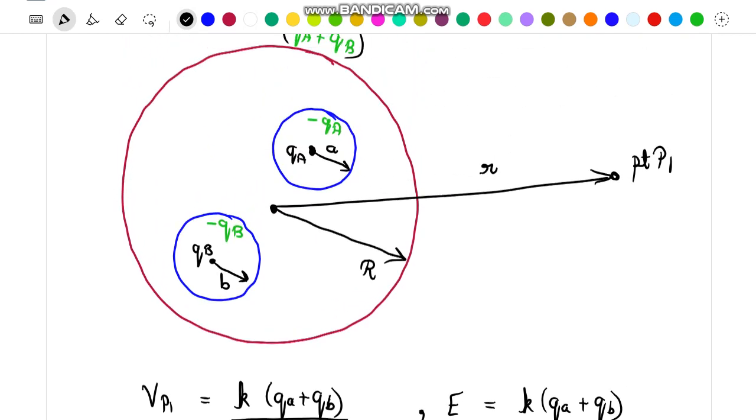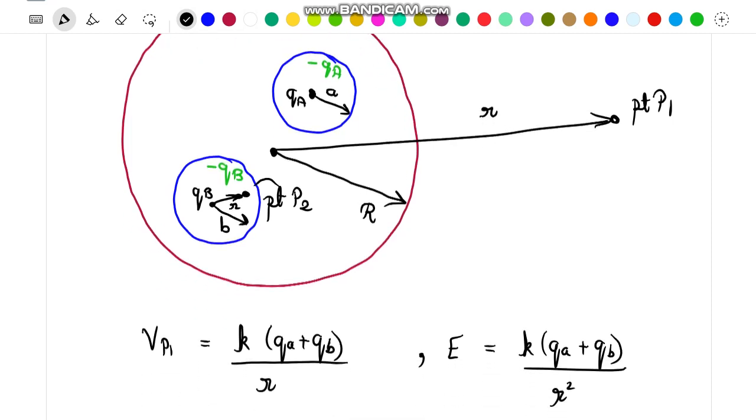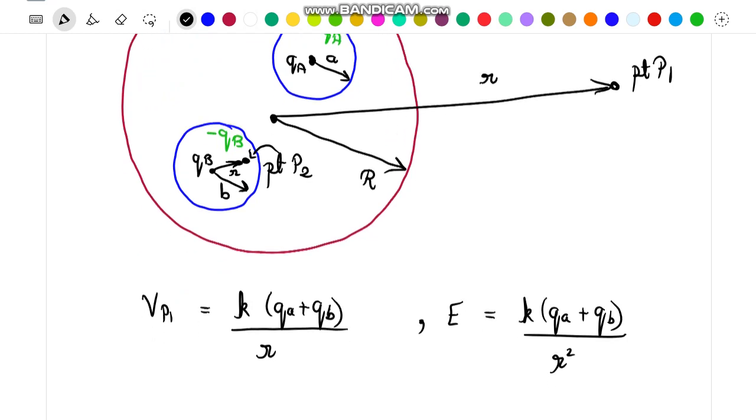Now what happens if this point lies inside cavity 2? In the second part of the problem it was asked if the point lies inside cavity 2 at a distance r from its center. So this is our point P2, which lies at a distance r from the center of the second cavity, where r is less than b, which means this point P2 actually lies inside the cavity. As you can see, this point lies inside the cavity.